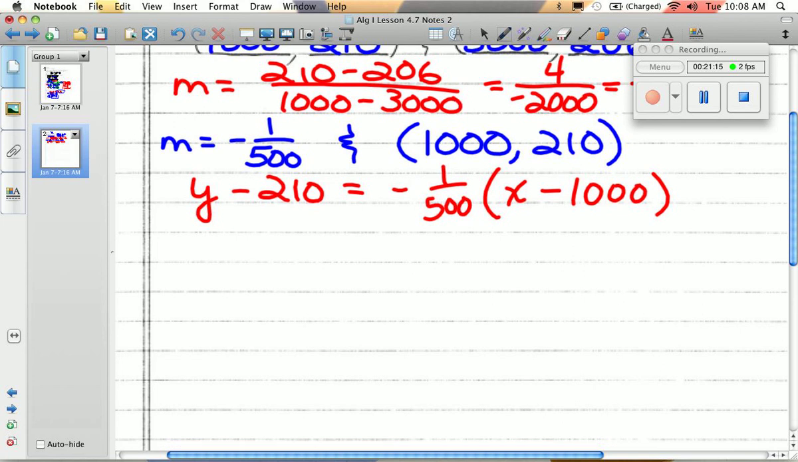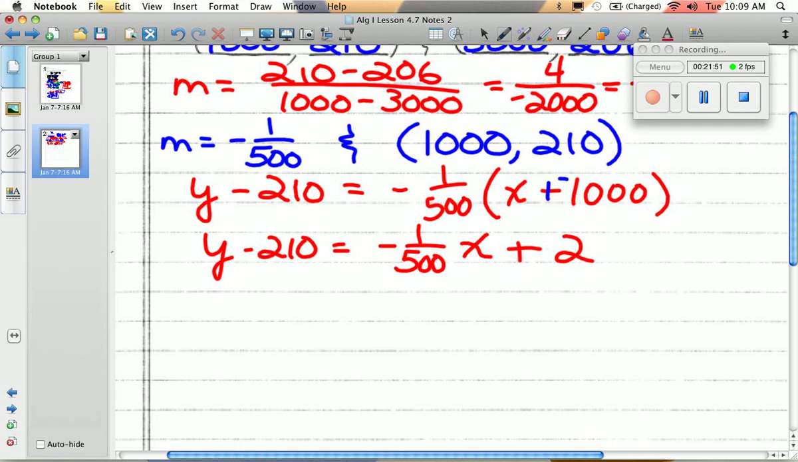Okay, now we'll do our distributive property. So we have y minus 210 equals -1/500 x. And we change this to add the opposite up here. We see we're going to be taking a negative times a negative, which becomes a what? Positive. And 1/500 of 1,000. 2. It's just 2, isn't it?